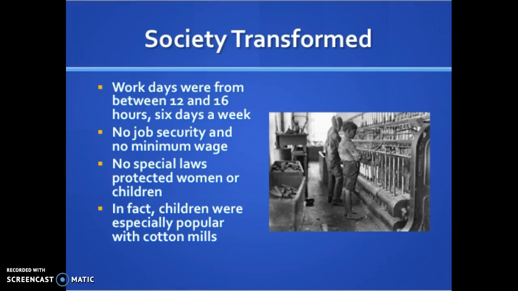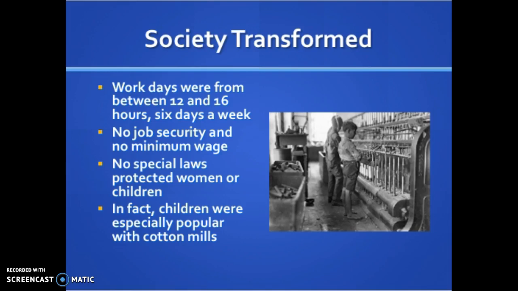As I said, work in these factories was incredibly difficult for everyone, not just women and children. Workdays were often between 12 and 16 hours a day, 6 days a week. There was no job security and no minimum wage. People could be fired at a moment's notice. If the economy, for example, went bust and the factory no longer needed to produce shoes, everyone in that factory would be laid off. They would all lose their jobs. As I said, there was no minimum wage either. People worked for pennies a day.